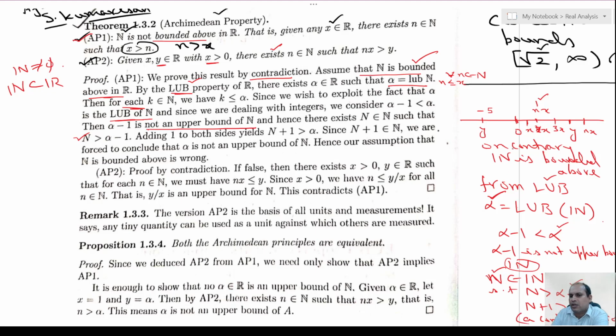Thus, our assumption that N is bounded above is not true. Contrary to it, N is not bounded above in R. So, this is the idea of the proof, which is clearly explained here, that hence our assumption that N is bounded above is wrong. Now, let us do the second part of this property.